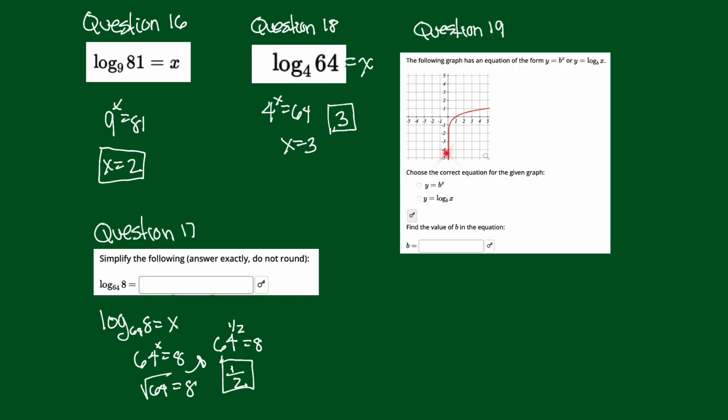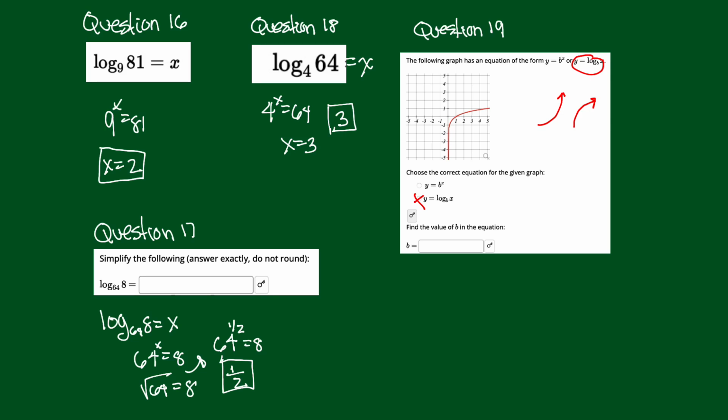Question 19, we've got this graph. And what we're asked for is, what form is this? Is it exponential form or is it logarithmic form? Well, exponential form, I know, looks like this. Exponentials go like this. Logarithms go like this. So I'm going to claim it's this one right here. So let's mark that one.